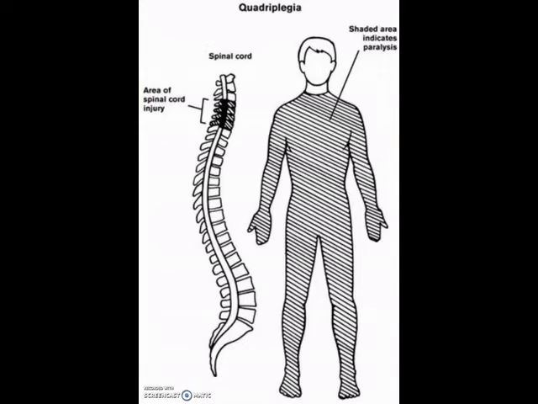Quadriplegia is defined as the paralysis of all four limbs. It is typically caused by a spinal cord injury, but can also be a result of cerebral palsy or a stroke.